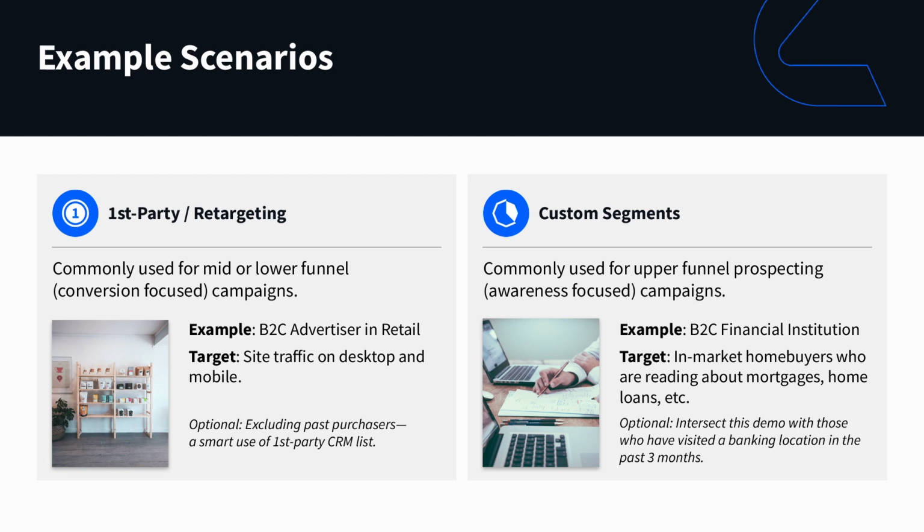The other example on the right here is for custom segments. Say you are a financial institution, perhaps a bank, wanting to reach people that are looking to buy a home and are in need of a mortgage. With StackAdapt, we can create specific custom segments that hone in on those people. We can also intersect the segment with people who've recently visited a banking location physically. So you have that extra layer of assurance that this person is in market to buy a home, and they're actually visiting banks personally to talk to agents and talk about mortgages.